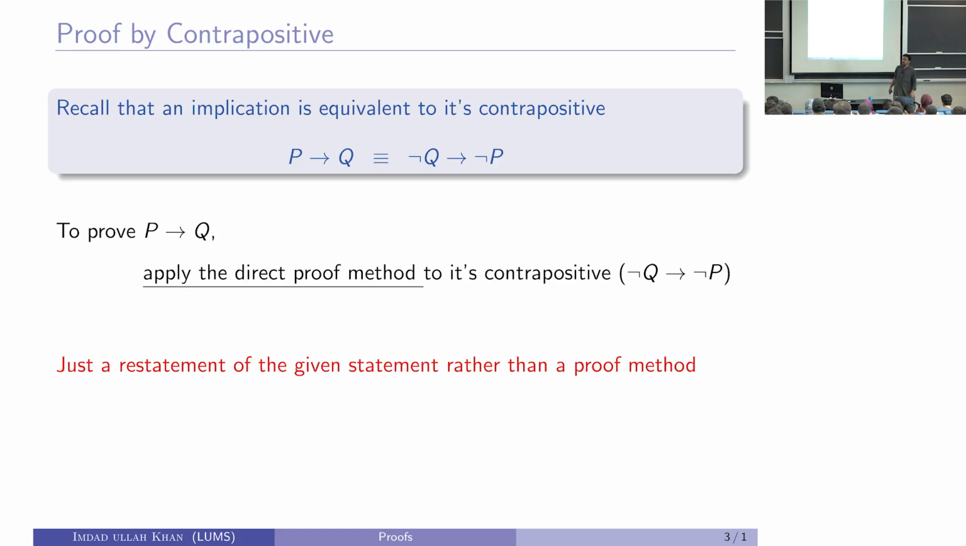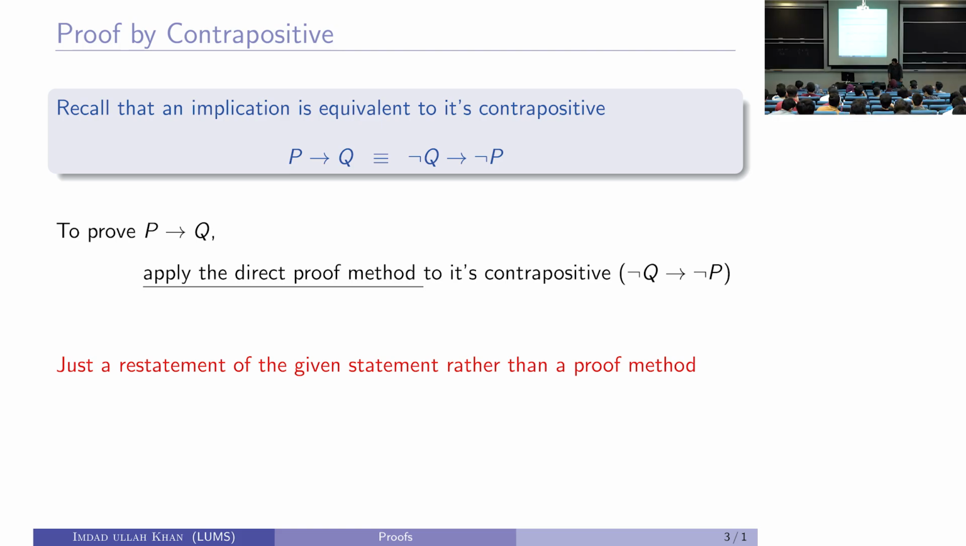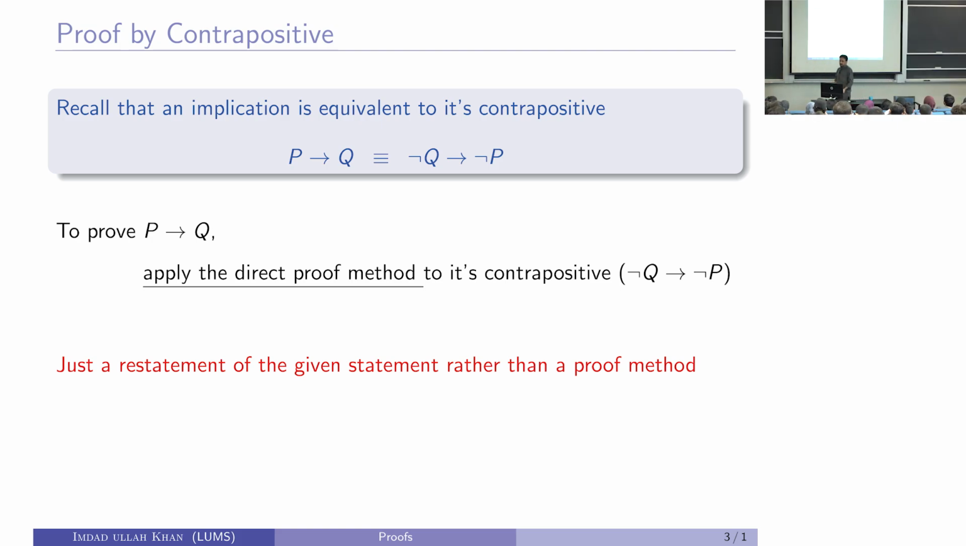So, for implication proof, remember P implies Q is the same statement as not Q implies not P. The contrapositive of a statement is equal to the statement itself, an implication statement. So, here to prove P implies Q, I apply the direct proof method that we learnt in the previous slides to the contrapositive, right. So, I assume not Q is true and then prove that then not P must also be true, right. So, this proves that not Q implies not P is true, which is exactly the same as that P implies Q. Okay.